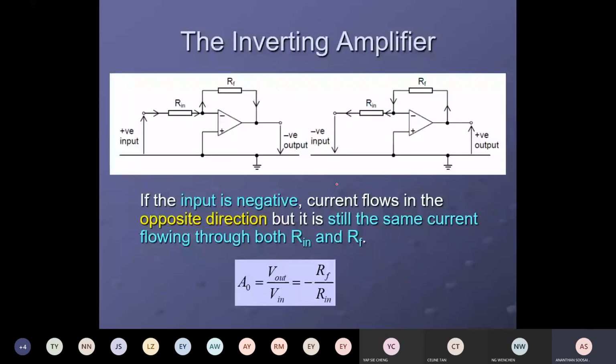For the inverting amplifier, current either flows this way to the right or to the left. Theoretically, no current flows into the operational amplifier because it has infinite input impedance. Impedance means resistance to the current flow. So V out over V in is negative RF over RE.